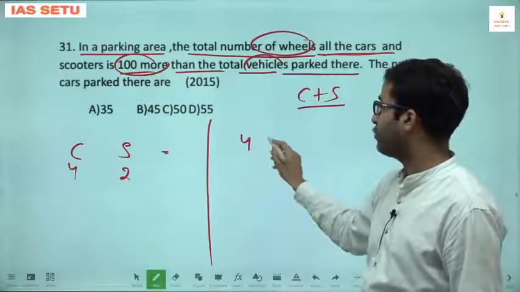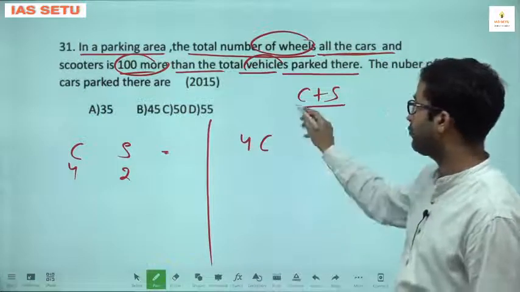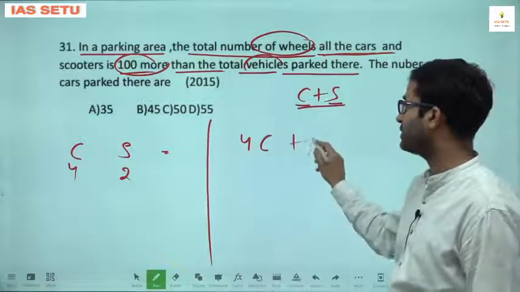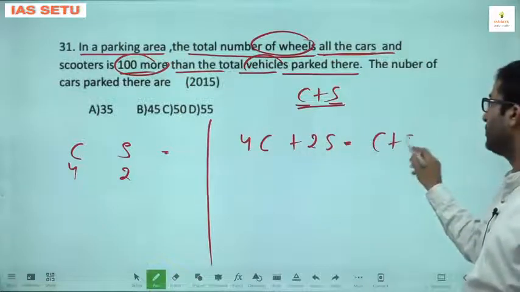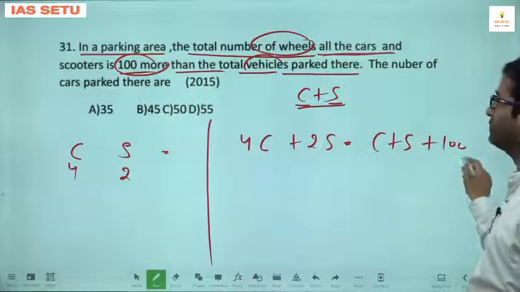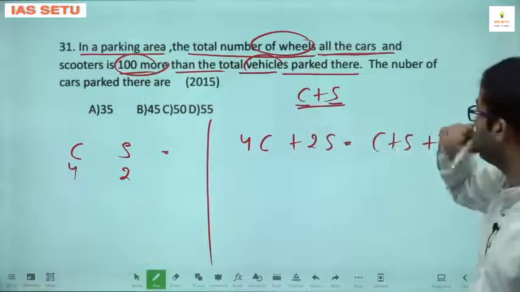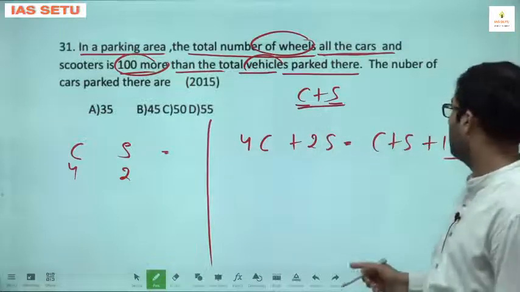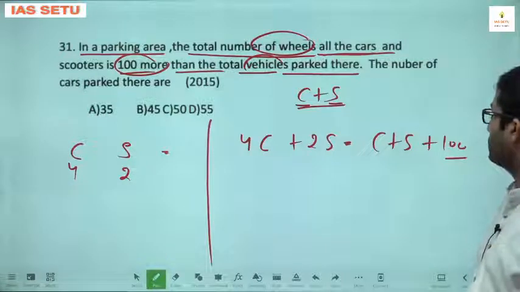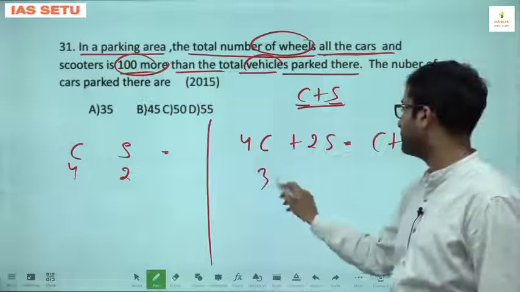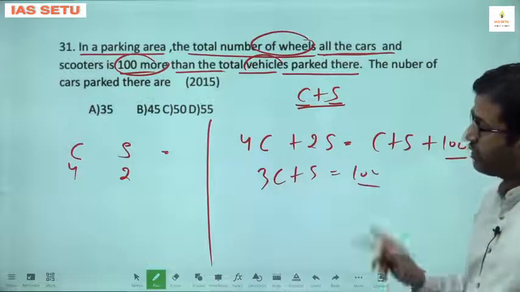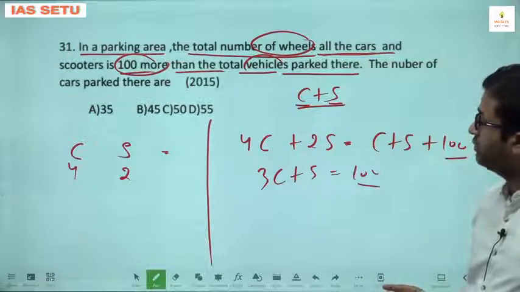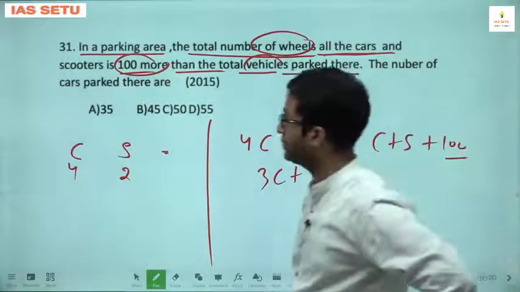So 4 into C, the number of cars I take as C, the number of scooters I take as S, 2S will be equal to C plus S plus 100, because it is given 100 more than the total vehicles parked there. We take this side, 3C plus 1S is 100. I will cross-check this question because there is a mistake in it.